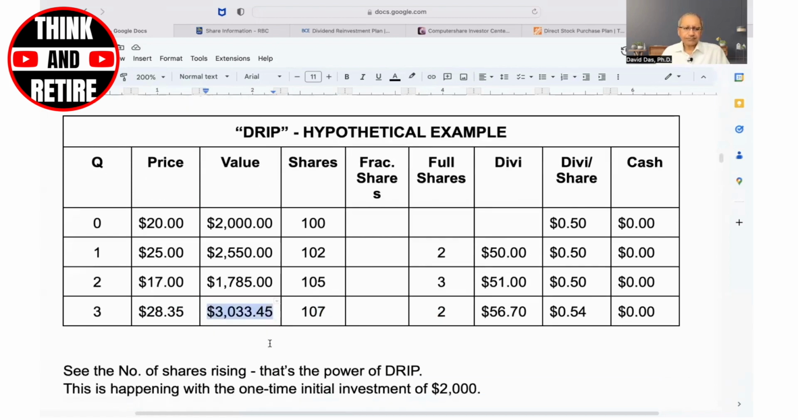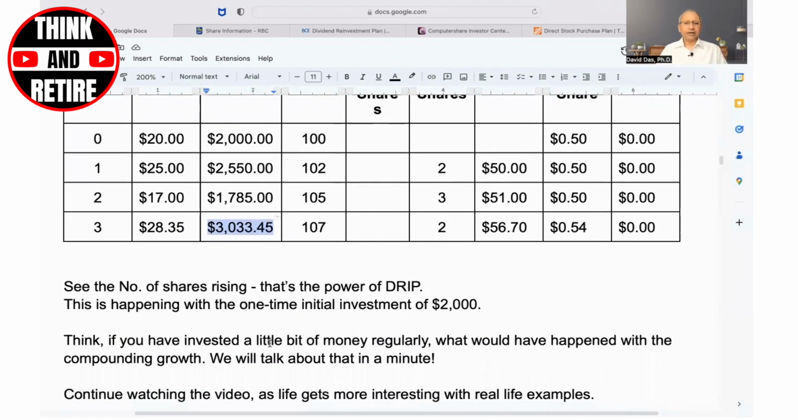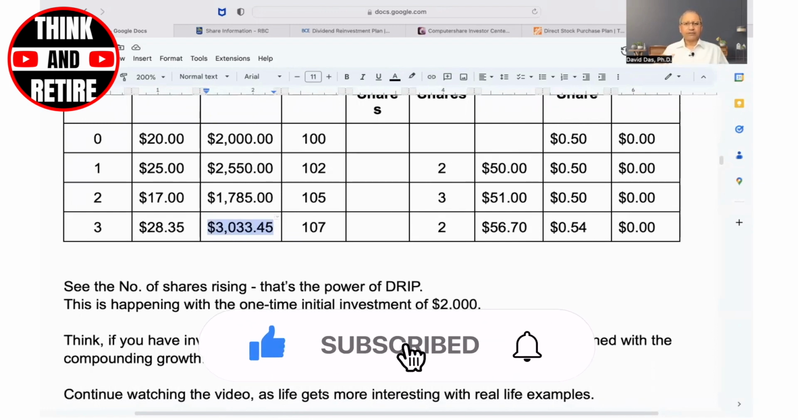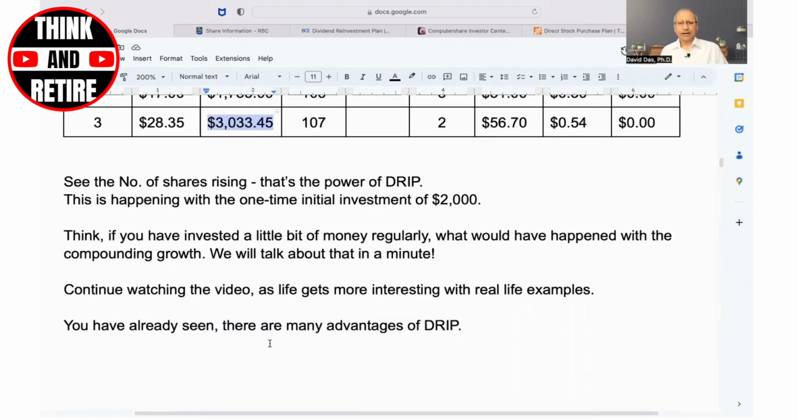$3,033.45. So you can see the number of shares are rising, and that's the power of DRIP. And this is all happening with an initial investment of only $2,000. So think about it, if you want to invest regularly, what would have happened with the compounding growth? We will talk about that in a bit. Continue watching this video as it gets more interesting with some real life examples.